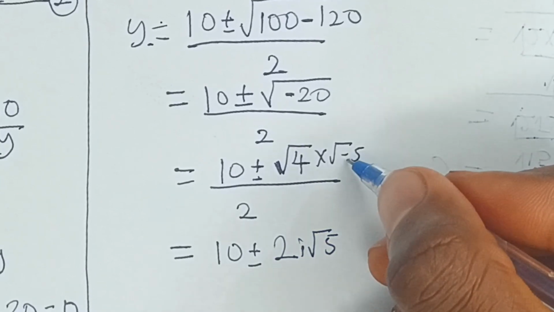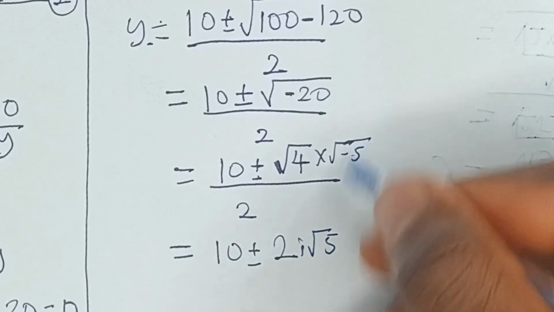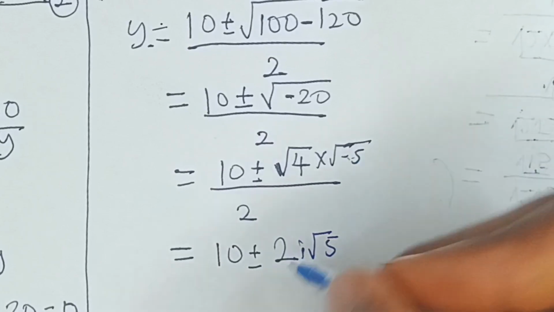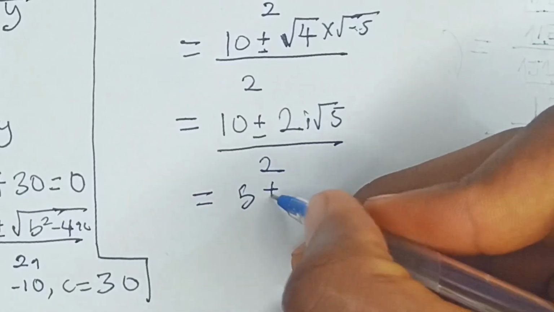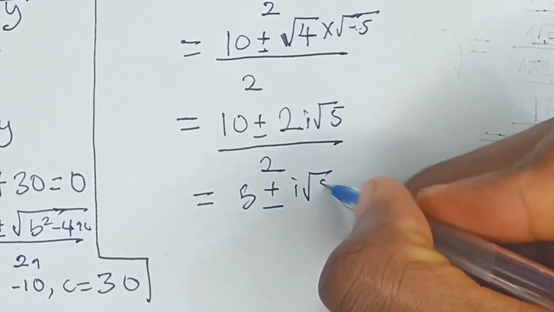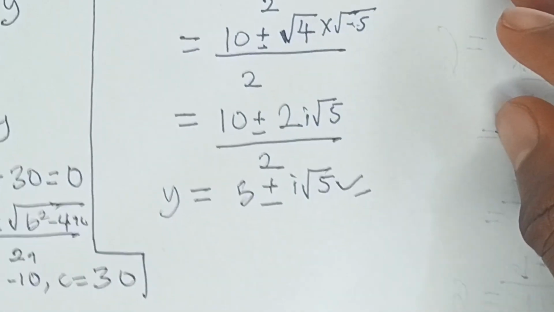Okay, so the square root of negative 5 is the square root of negative 1, which is i, times the square root of 5, all over 2. This is now equal to 5 plus or minus i root 5. And this is the value for y. Okay, or these are the values for y.